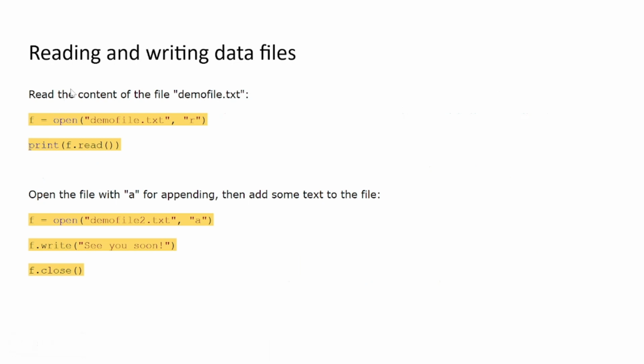Reading and writing data files. Read the content of the file demofile.txt. This is the syntax by which we can read any .txt file. Open the file with "a" for appending and then add some text to the file. f equals open. This is the syntax through which we can append our text.